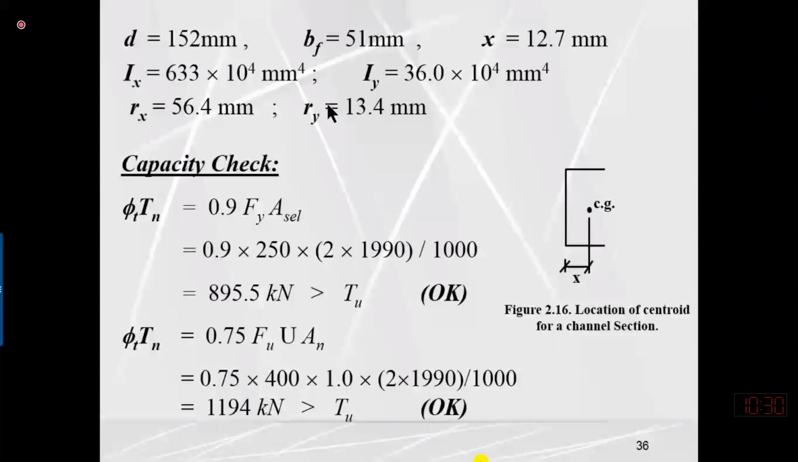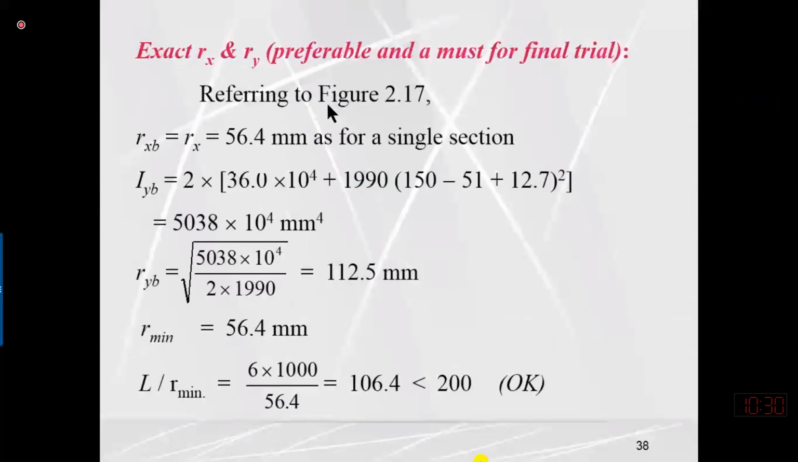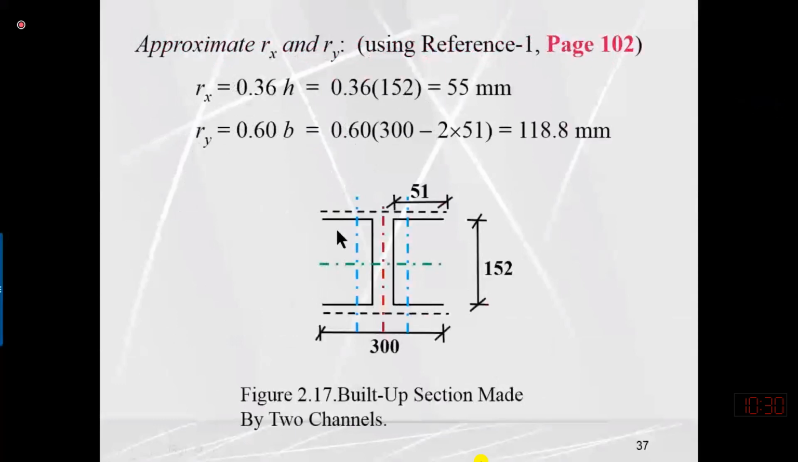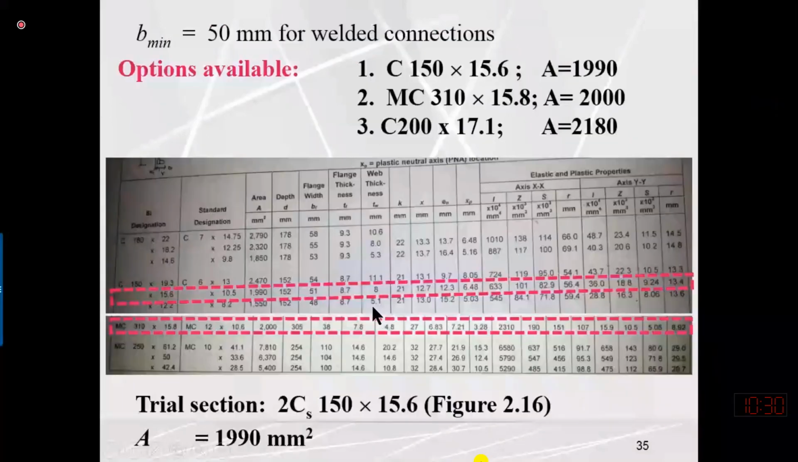So here first I need to explain this diagram. We have selected this channel. We are provided that the total width of this section should not be more than 300, or should be 300 exactly. 152 is the depth, just like we have seen from here. And what is the BF value? 51.